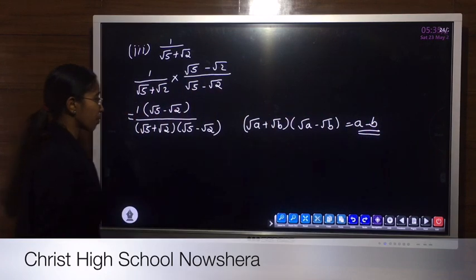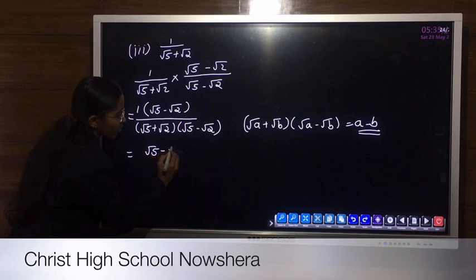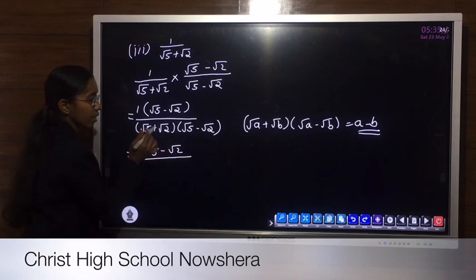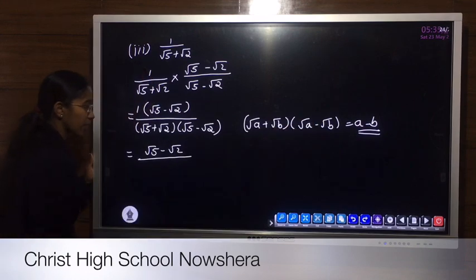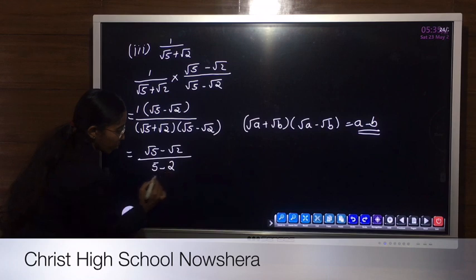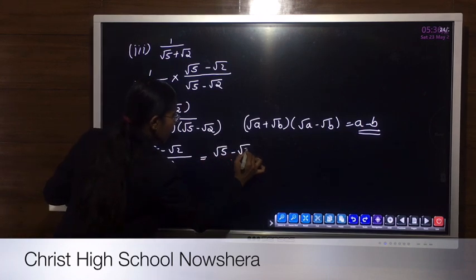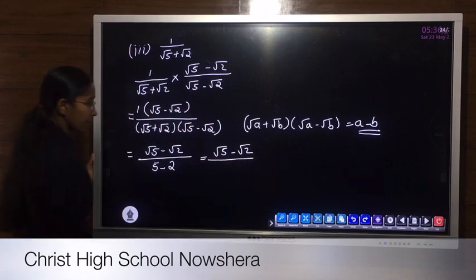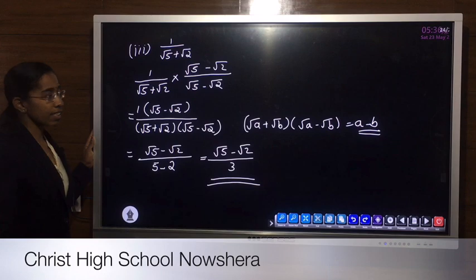So using this equation, any number multiplied by 1 is that number itself. Root 5 minus root 2 divided by root a plus root b into root a minus root b. Answer is a minus b. Here a is 5 and b is 2. 5 minus 2, that is equal to root 5 minus root 2 divided by 3. So this is the answer.